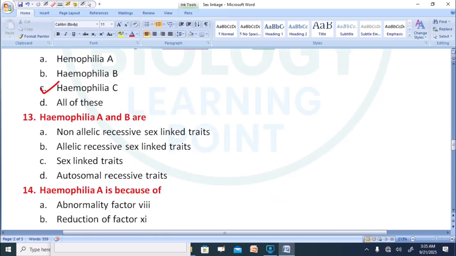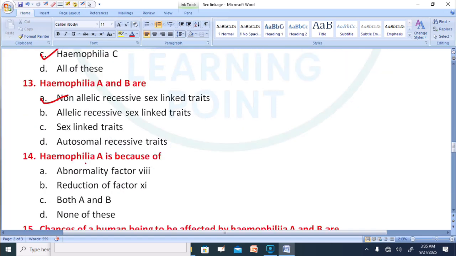The next question: hemophilia A and B are option A non-allelic recessive sex-linked traits, option B allelic recessive sex-linked traits, option C sex-linked traits, option D autosomal recessive traits. So the right answer is option A, non-allelic recessive sex-linked traits.